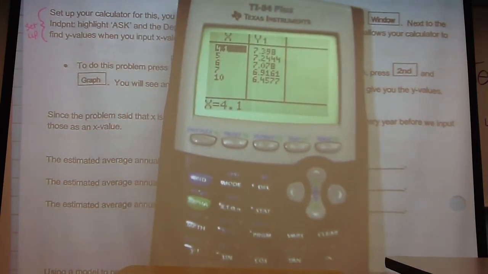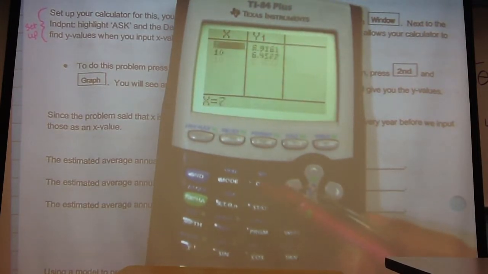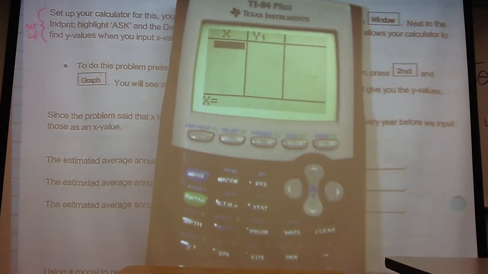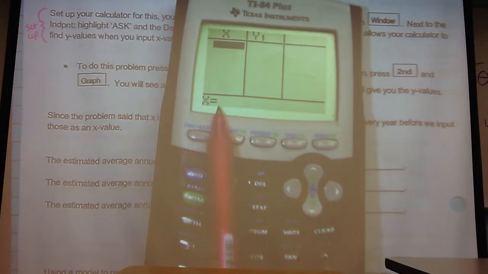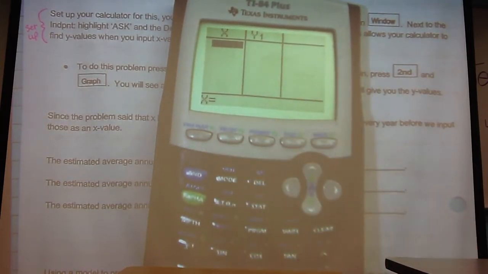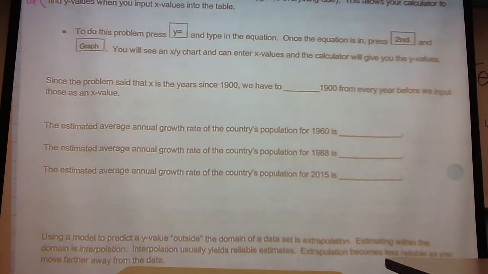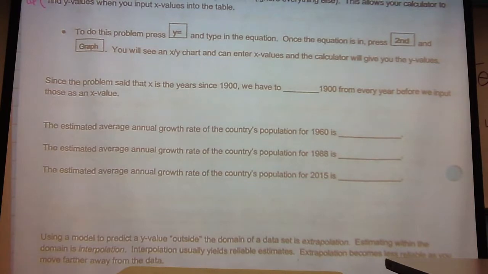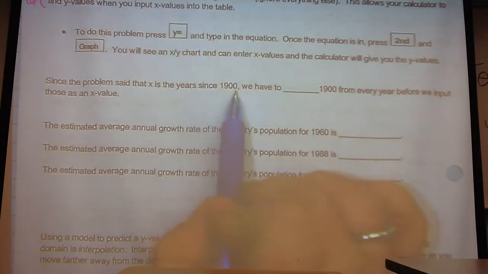Again, you'll have an XY chart. This kind of looks like your L1, L2. If you have some numbers in there, you can clear them or you can leave them, it doesn't matter. We will enter our X values, and once we press enter, they'll show up here and give us our Y value. So let's figure out what we need to put in our X values. The problem said that it is the years since 1900.